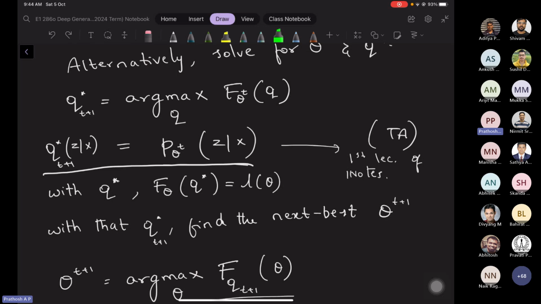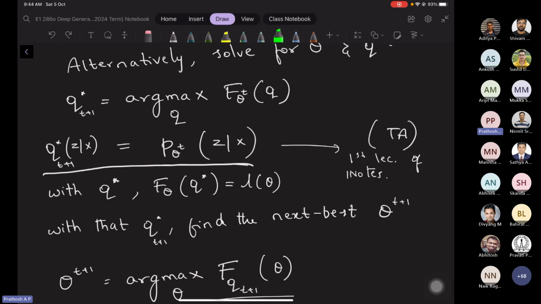Is that all right? I mean, sir, we said that we would cover this in the TA session, but I think last session we did not have it, so maybe... No, we'll cover this in the next session. What I meant is, what will be covered in the TA session is the proof that the optimal q, for a given particular theta, is p theta of z given x. Okay, now this will be covered.